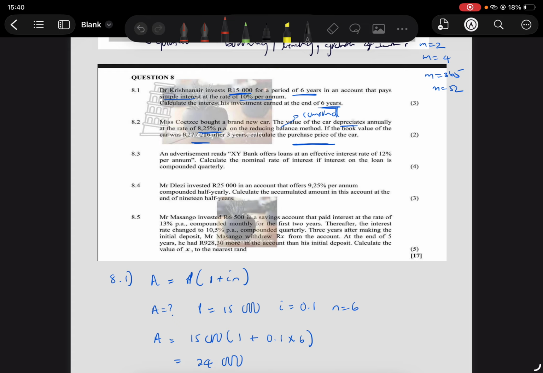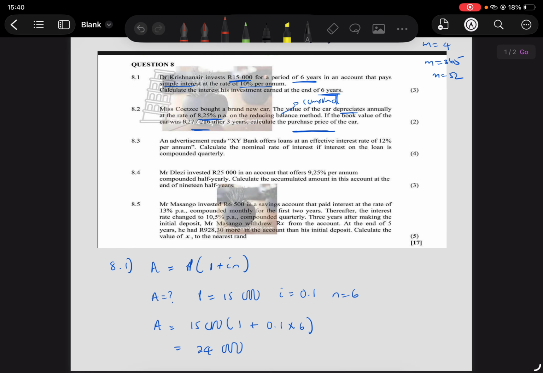We've looked at 8.1 and 8.2. We are now going to 8.3 and all the remaining questions. 8.3 reads: an advertisement reads, XY Bank offers loans at an effective interest rate of 12% per annum. Calculate the nominal rate of interest if interest on the loan is compounded quarterly. So if compounded quarterly, we know that your m is 4 here. So what we're looking at here is i4.